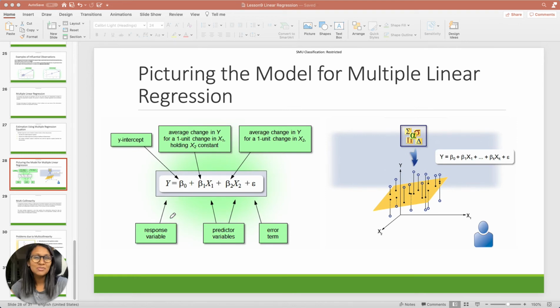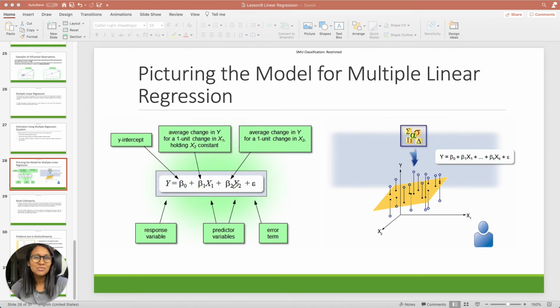Just to revise, your Y is the response variable, your beta naught is the intercept, and then you have beta 1 and beta 2. Those are the slopes, or the parameter estimates, or the beta estimates for X1 and X2. And then there is that conceptual error term. Now we talked about the definition of beta. In a simple linear regression model, beta 1 is the change in Y caused by a unit increase in X1.